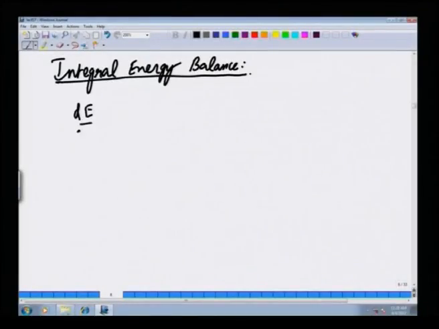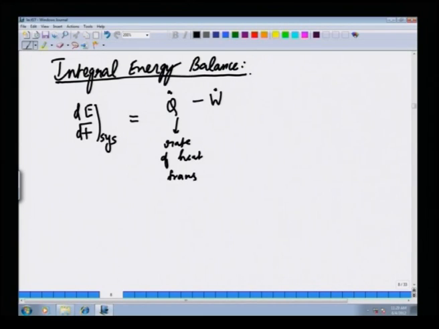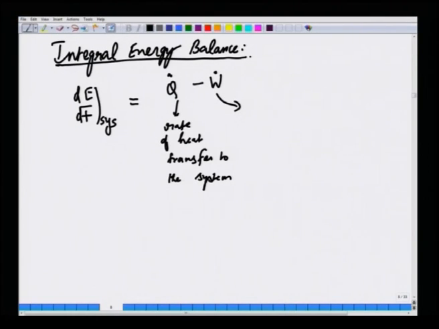Okay. So, the integral energy balance is a statement of the first law of thermodynamics applied to a continuously flowing system, and that merely says that the rate of change of the total energy of the system is equal to the rate at which heat is transferred to the system minus the rate at which work is done by the system. The dot above Q and W refers to the rate of heat transfer. The sign convention is very critical, because heat transfer to the system is considered positive, while heat transfer away from the system is considered negative.